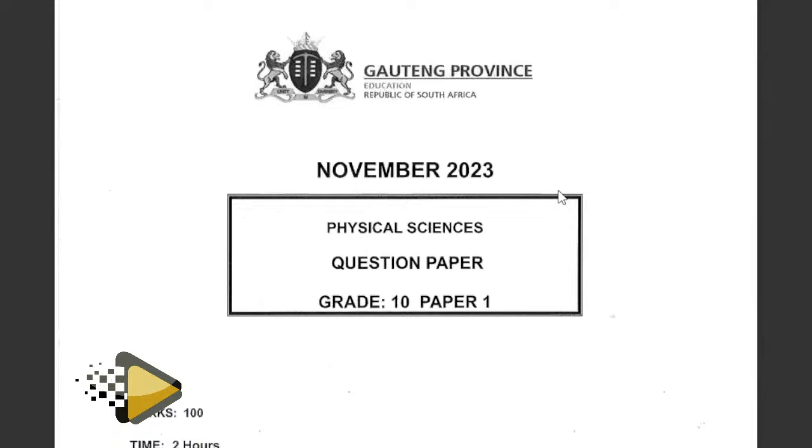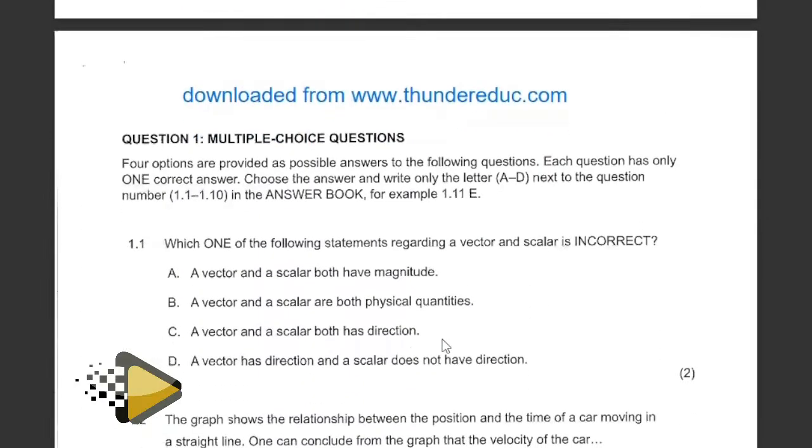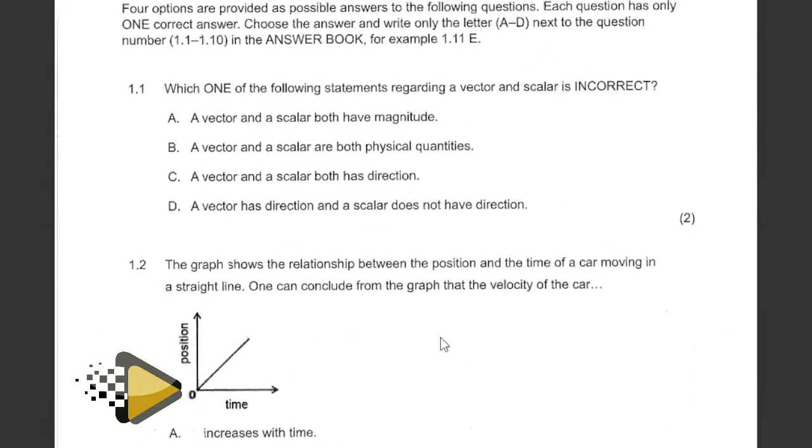Hello, welcome to this episode where we shall be looking at the grade 10 physical sciences paper 1 suggested memorandum. The paper was 100 marks for 2 hours. So let's start with question 1. Question 1 is telling us which of the following statements regarding vector and scalar is incorrect.